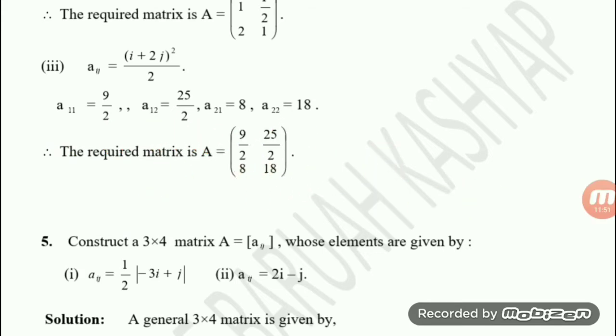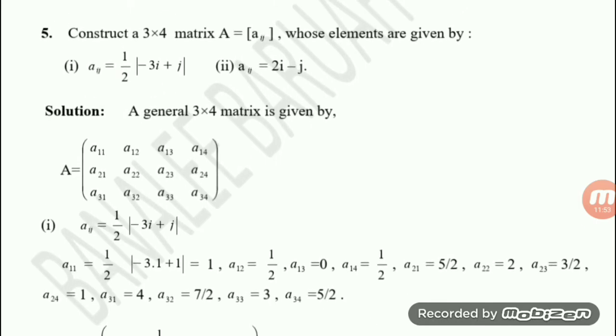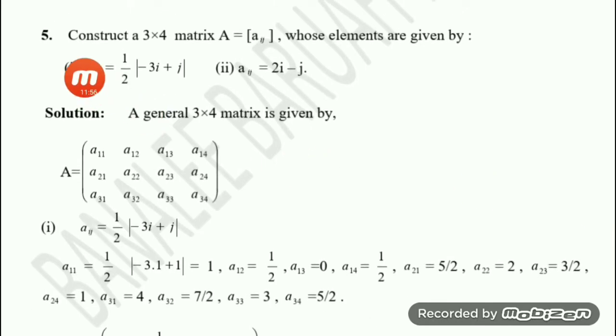Okay. Next, go to question number 5. Your question is construct. This is also a construction of matrix, but the order is different and the elements are also given in different ways. Construct a 3 by 4 matrix A is equal to Aij, whose elements are given by Aij is equal to half of modulus of minus 3i plus j, modulus closed. So the first question, it is a modulus question.